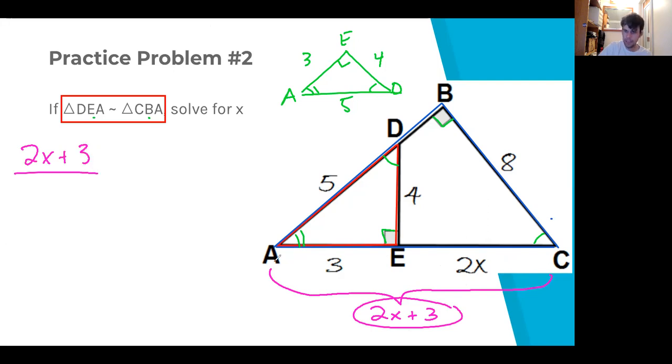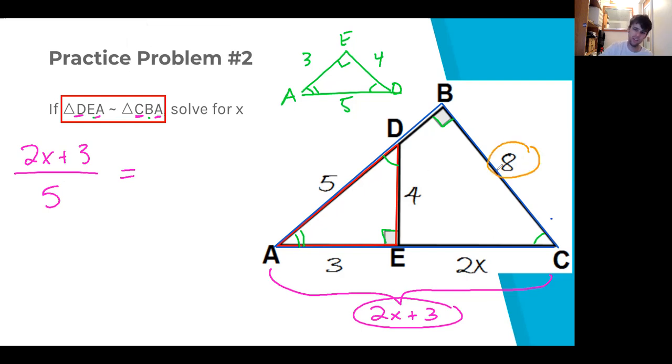So side CA, that's supposed to correspond with DA, so DA. So that corresponds with 5. So that's really good. And then I need to figure out 2 other sides that correspond.